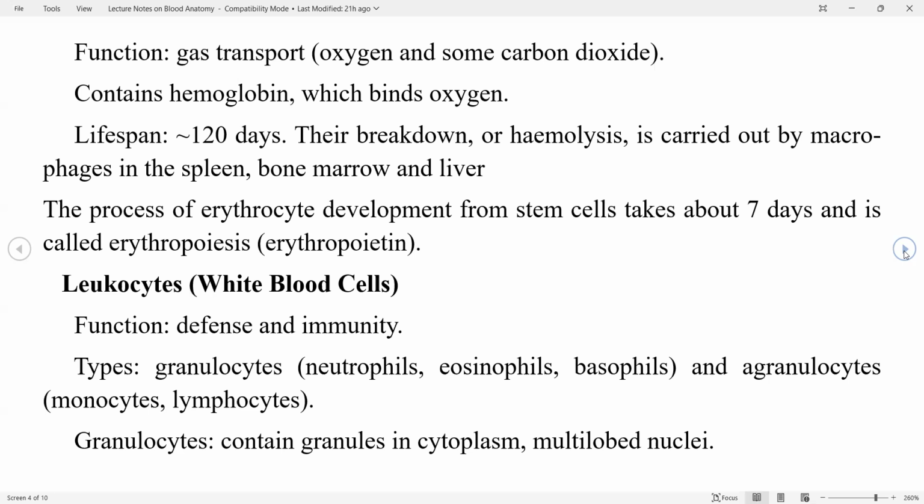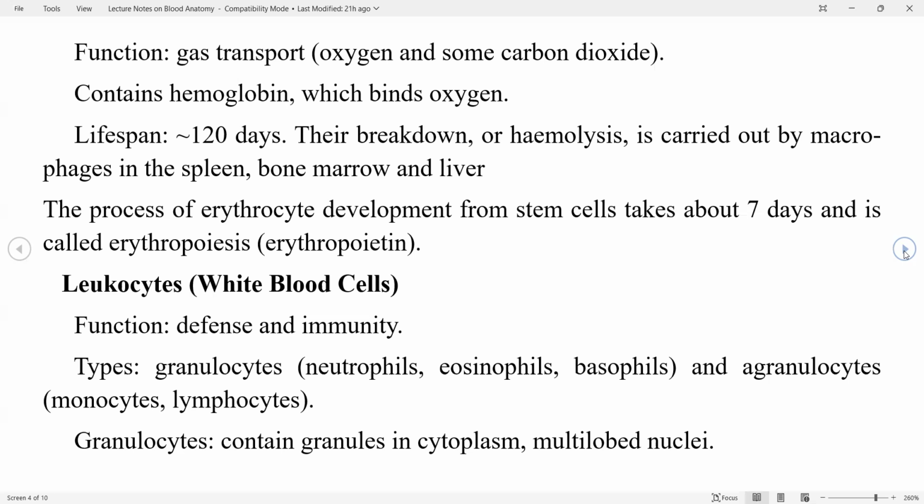The process of erythrocyte development from stem cells takes about 7 days, and it's called erythropoiesis. This erythropoiesis is the formation of red blood cells from the red bone marrow, and it is stimulated by the hormone erythropoietin. This hormone erythropoietin is produced by the kidneys, and it stimulates the production of red blood cells.